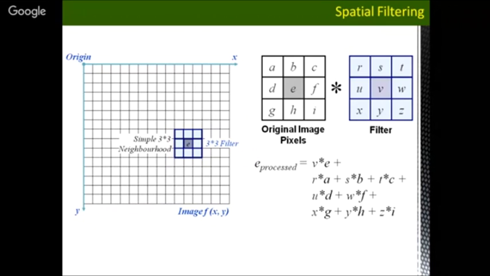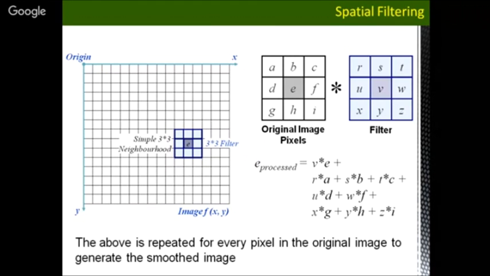So the overall sum of R, S, T, U, V, W, X, Y, Z is standardized to be equal to 1. That is a norm for all filters, for unity gain. At times you will have 0 also. You will see that some boundary detection or edge detection filters will have the sum to be 0. We will see some more of spatial filtering.